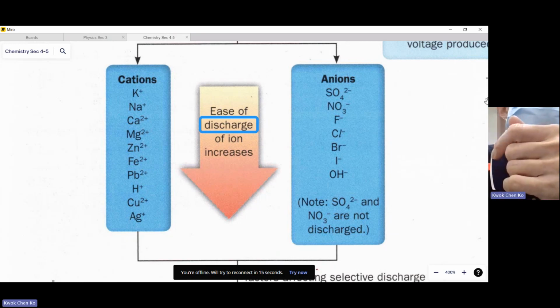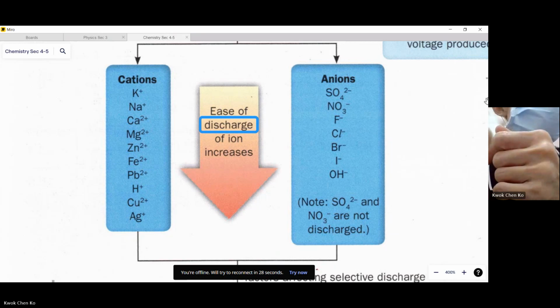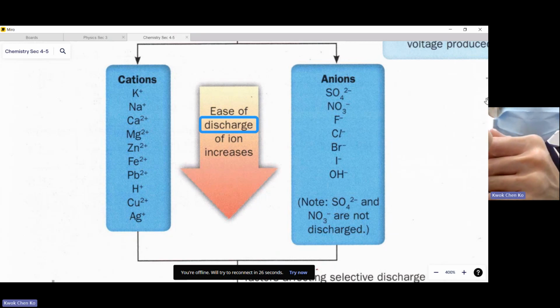Now look at cations first. Where is sodium at the top? Where is H plus here? Look at the arrow carefully. The one at the bottom will discharge. So H plus will discharge, because H plus is below Na plus. Whichever is further at the bottom will discharge.